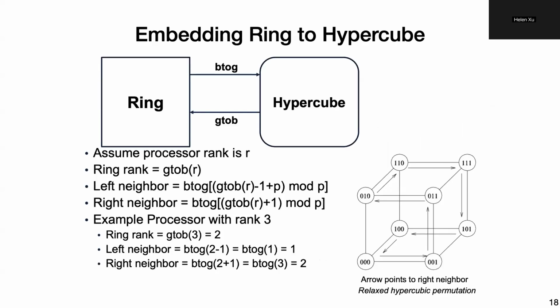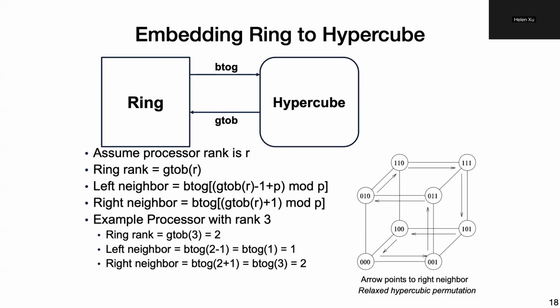So this is just the same function, embedding the ring into the hypercube. Suppose we have this function, gray to binary. No, this is going in the same direction. You're embedding the ring into the hypercube. And the left neighbor, you have this function, gray to binary, of the ring, and this is just going to give you back the node.